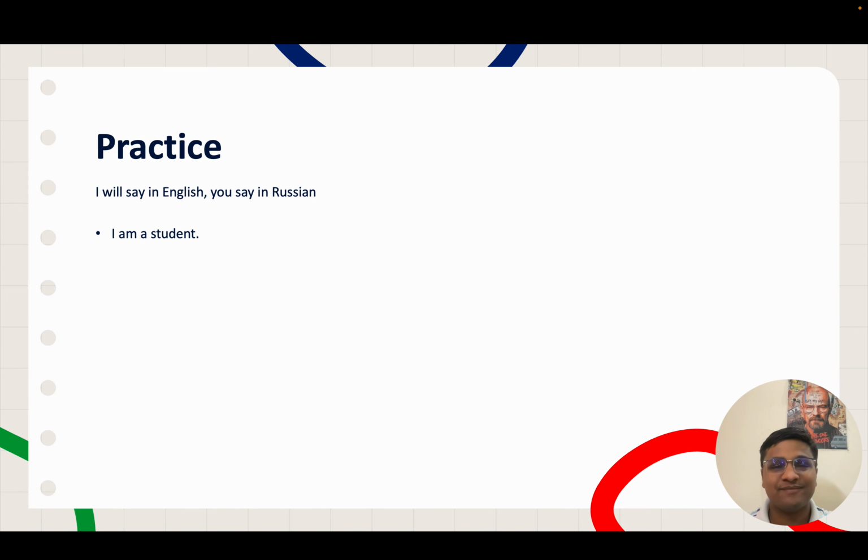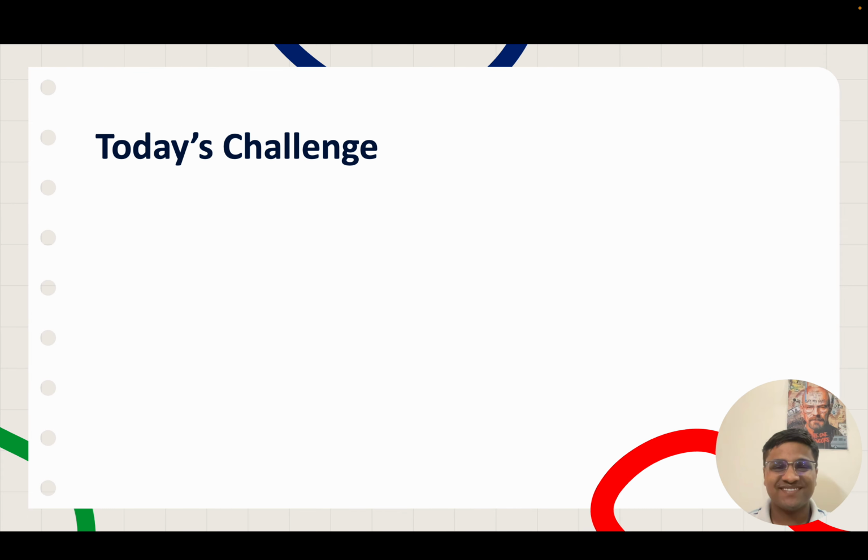Ya student. She's a teacher. Ana uchitel. He's a doctor. On Vraj. We are friends. Muy druzya. He is Ivan. On Ivan. I hope these sentences are clear to you and you can make these basic sentences by yourself now.